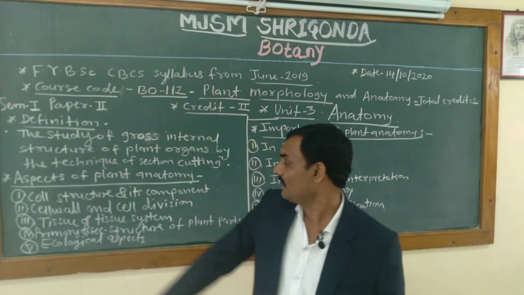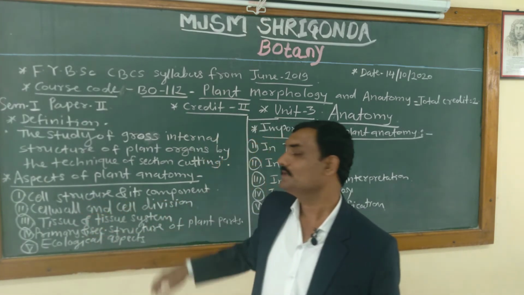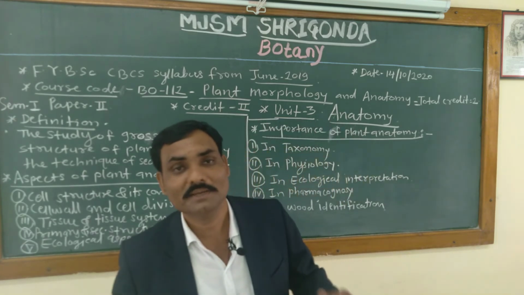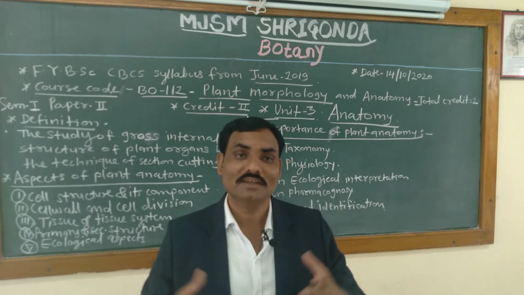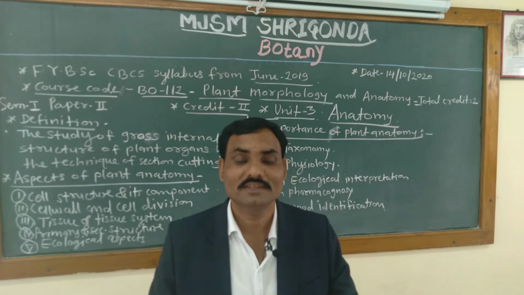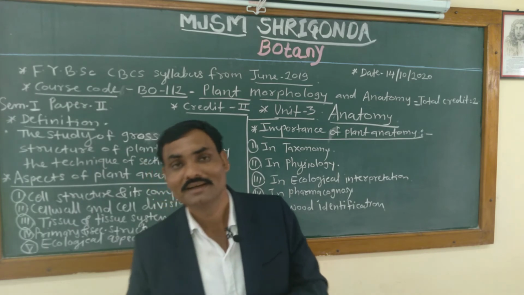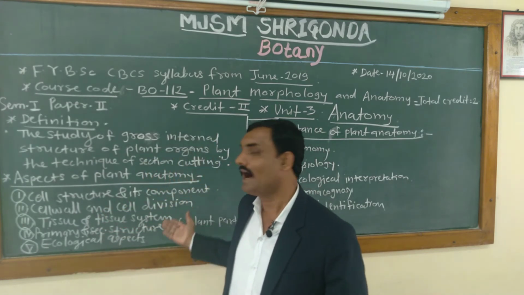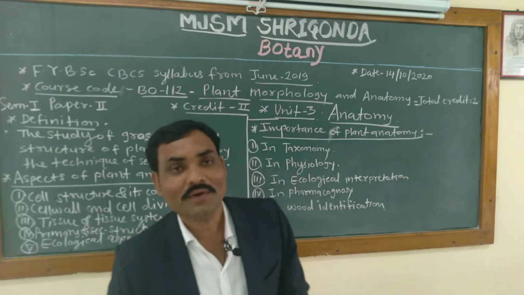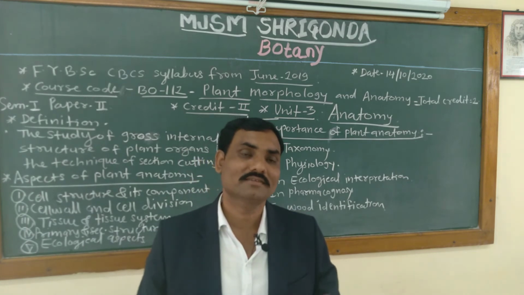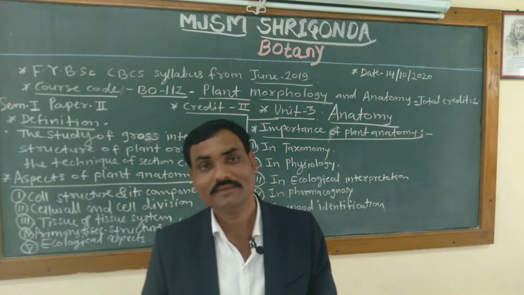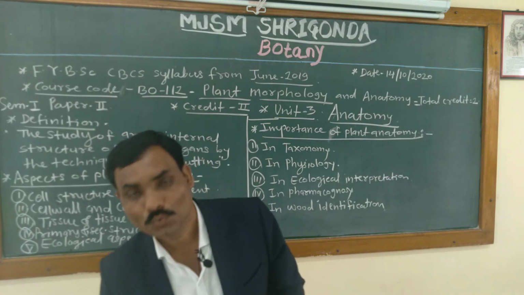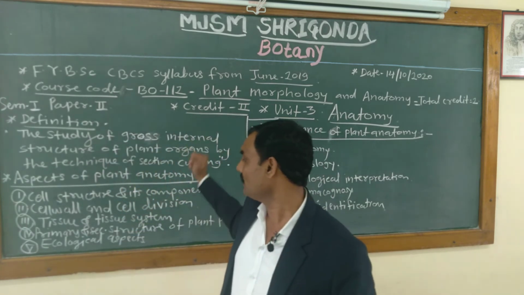Second is the cell wall and cell division. Which type of cell wall is there? How thick is the cell wall? Is the cell wall present or absent? And how does the cell divide, what is the method of division of that cell? That can be studied very well with the help of anatomy.